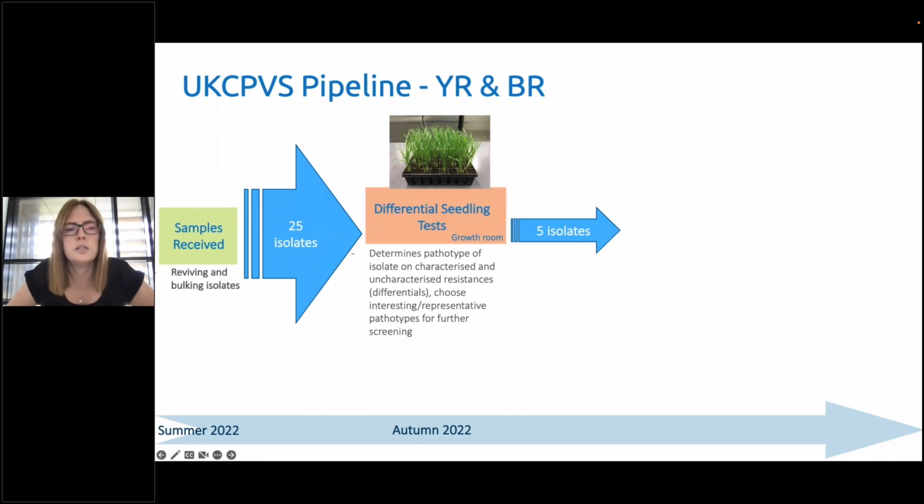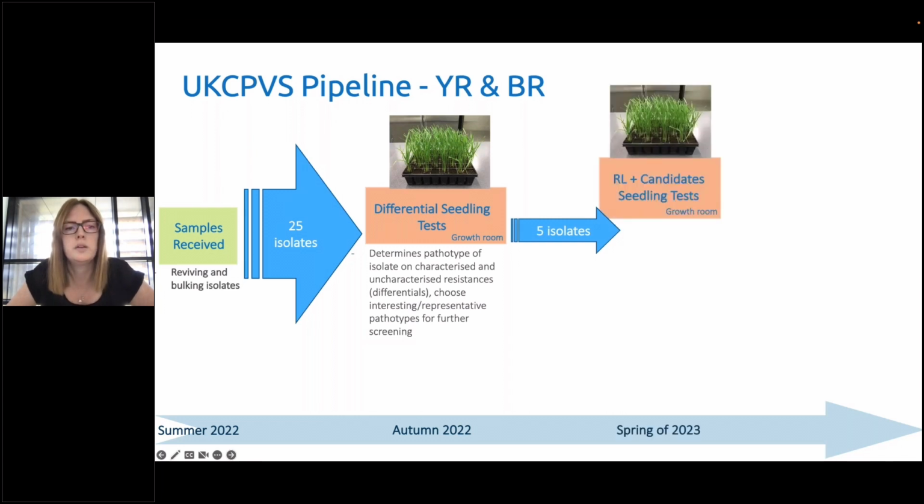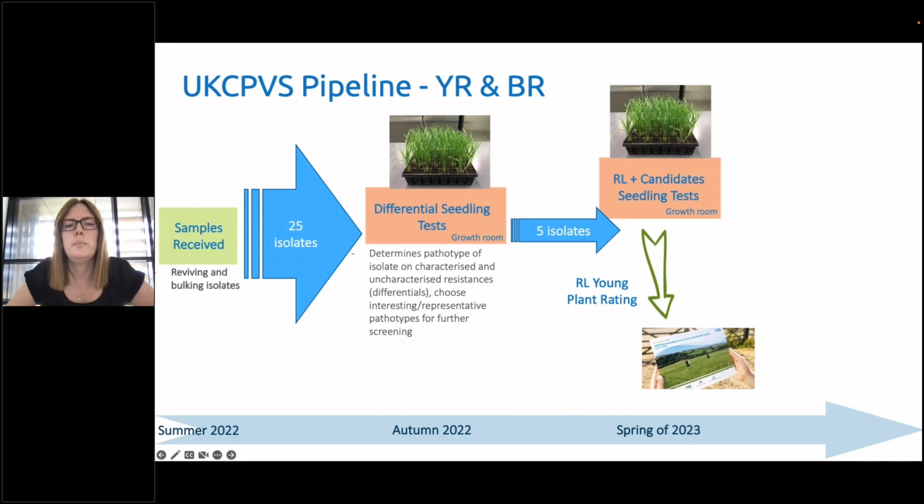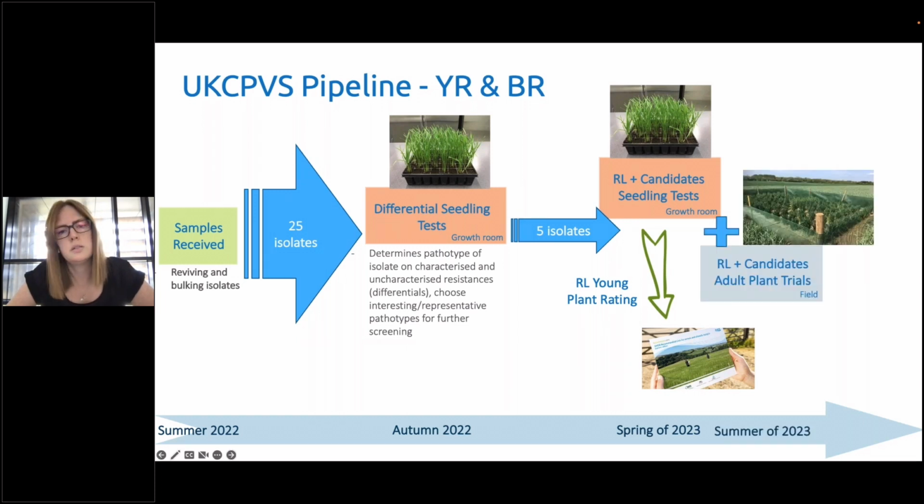And then these 5 isolates are selected, which go on to the RL variety and candidate seedling tests, done sort of winter, spring of 2023, for example. And these results from the seedling tests are now incorporated into the RL table, under the young plant rating. I'll mention a little bit more about this on a later slide. And then we also test these 5 isolates on the adult plant trials, as mentioned. And this data that we get from the adult plant trials is used to validate the watch list.